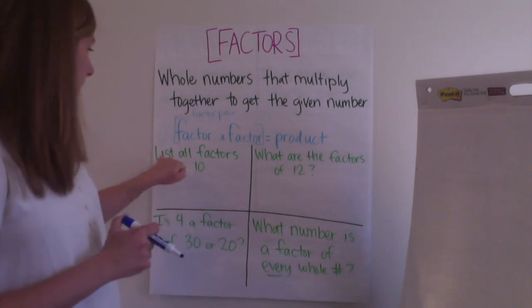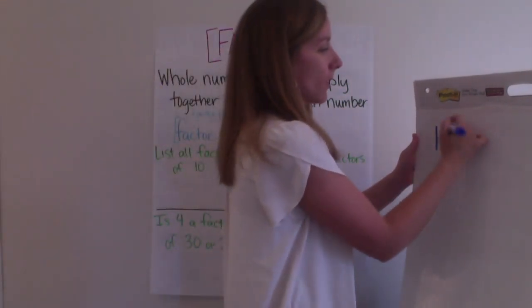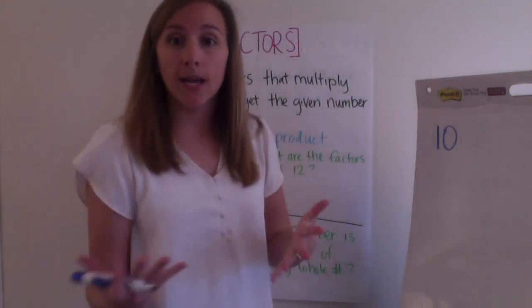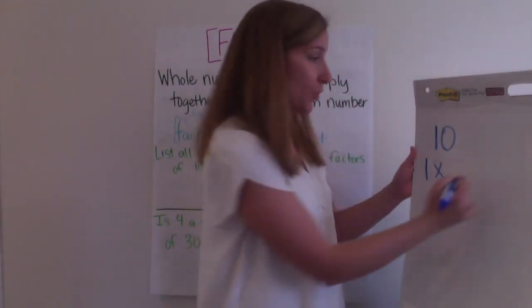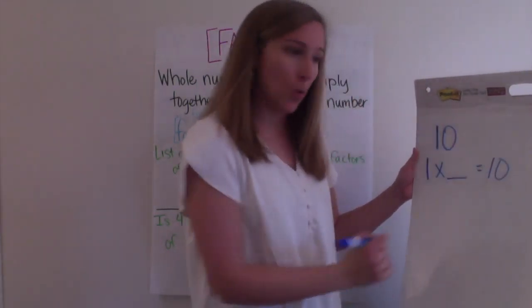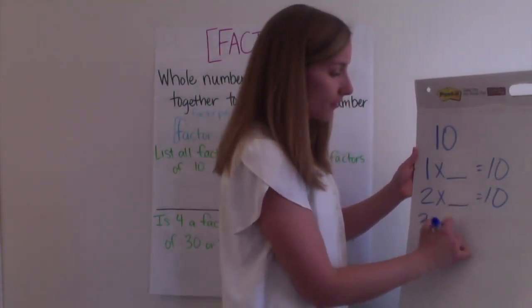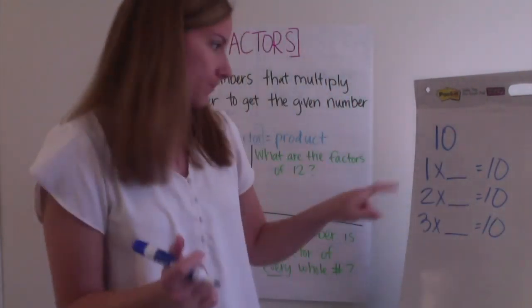So this says list all factors of 10. I'm going to come over to my whiteboard here, and I'm trying to get 10 as my product. So what I like to do is go in order and just say, okay, well, 1 times what could get me 10? 2 times what could get me 10? 3 times what, and so on and so forth. And I'll show you kind of how this works.